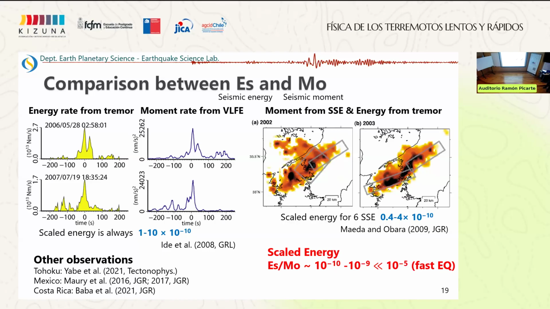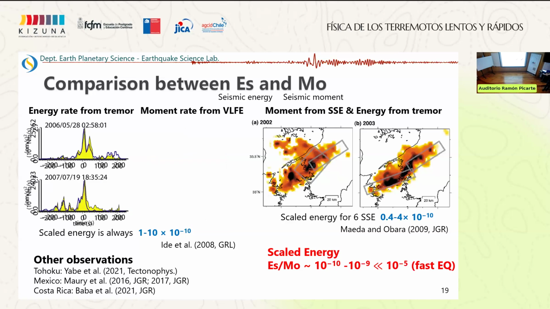I didn't explain what seismic moment is today, but seismic moment is actually the static measure of an earthquake, and seismic energy is a dynamic measure of an earthquake. So we can compare two different physical quantities, seismic energy and seismic moment. But as you can see, the shapes are very similar, almost identical.